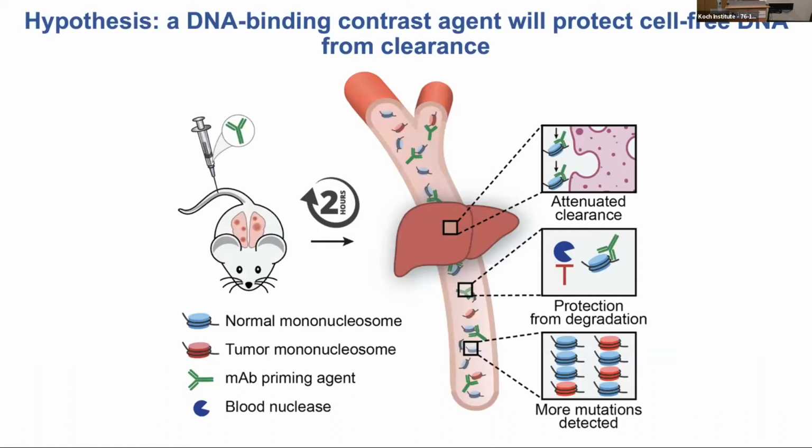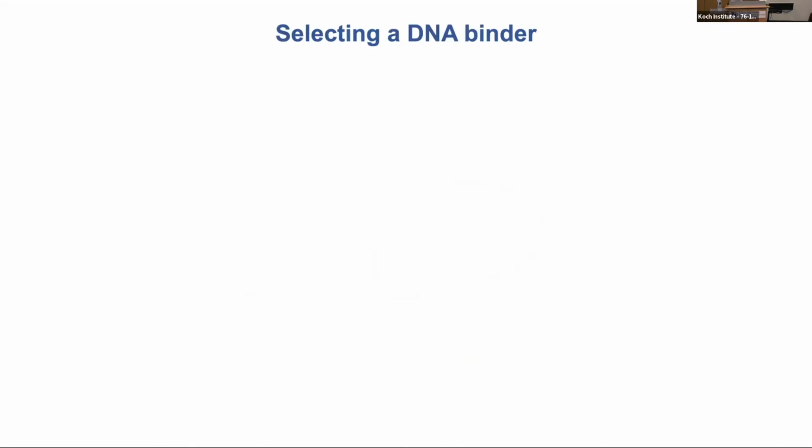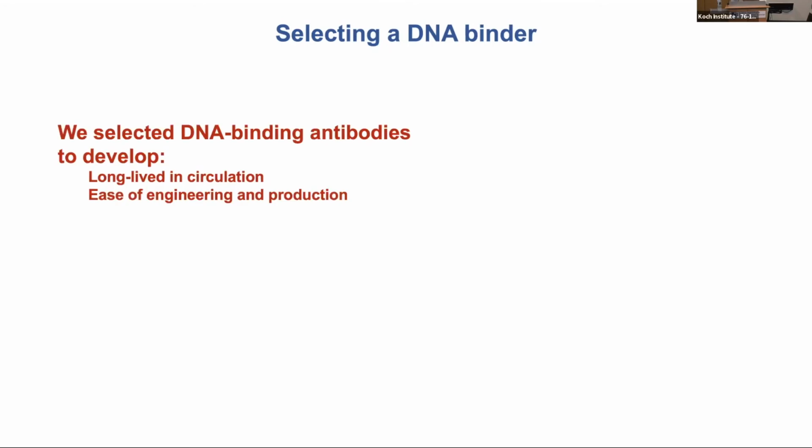And so our idea here was based on the observation that cell-free DNA has a very short half-life in circulation. We thought, well, what if we couple it with a longer-lived molecule that can protect it from nuclease degradation as well as clearance from circulation, and hence allow it to build up in plasma, enabling better detection of tumor DNA. And we thought about a lot of different binders that we could use for this purpose. But for this proof of concept work, we really focused in on antibodies. And this was for a couple of reasons.